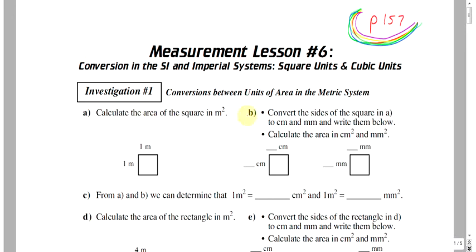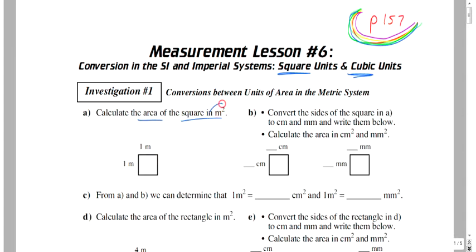Okay. What page? 157. The only difference is, so far everything we've done has been in a line. It's been one dimension. It's been just a length. Okay? 150 inches. How many centimeters is that? Okay? 3.2 miles. How many inches is that? It's all linear. Now we're looking at squares and cubic units. That's volume.